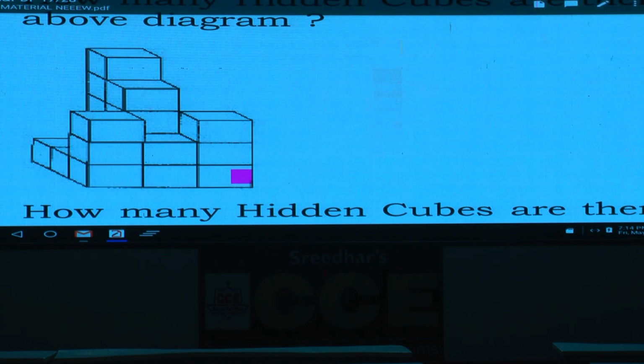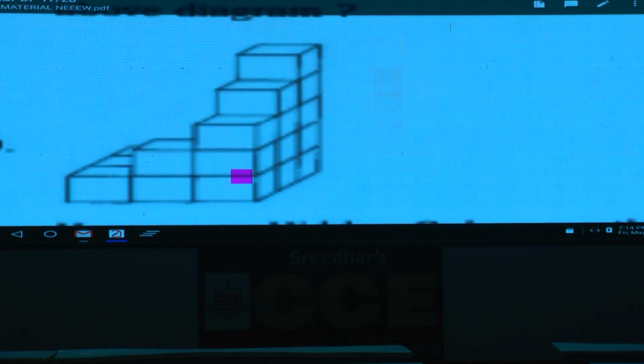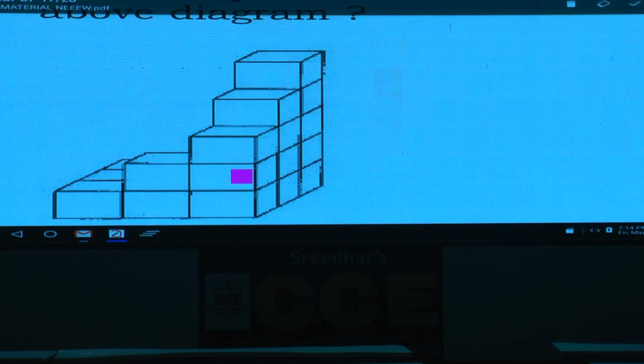Then the 19th one. Now question number 19. Yes, what is the answer you got to this one? 19, 2. Now 1, 2, 3, 4 blocks. All these 4 blocks were seen. 1, 2, 3, 4, 5. All these 5 were seen. Here all the 4 were seen. Here all the 3 were seen. Here 2 were seen. Isn't it?